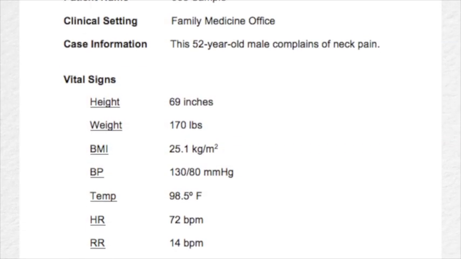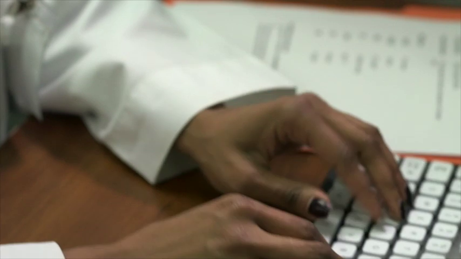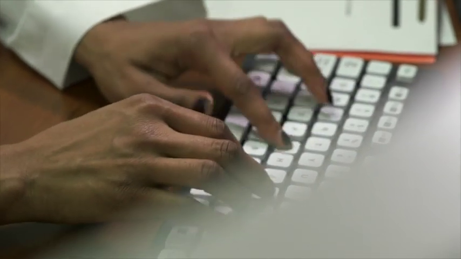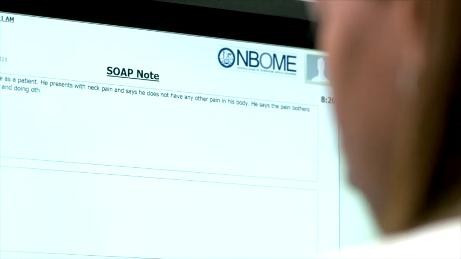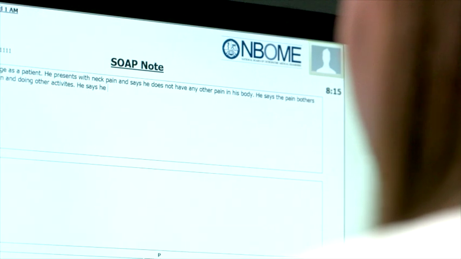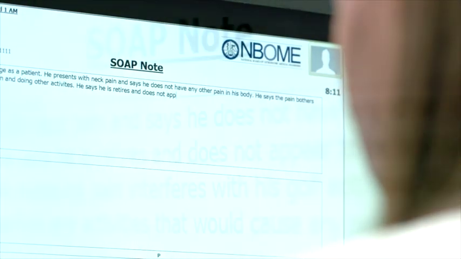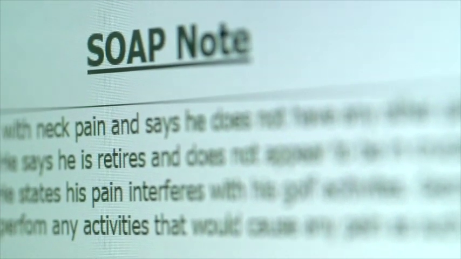With the exception of vital signs provided, under no other circumstances should a candidate document the results of physical examination or treatment maneuvers that were not performed or medical history that was not elicited. Documenting results of physical examination or treatment maneuvers that were not performed or medical history that was not elicited will be considered irregular conduct and will be thoroughly investigated and dealt with according to NBOME's policies and procedures.